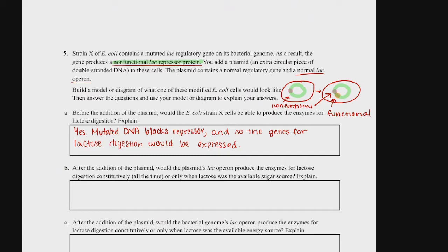B. After the addition of the plasmid, so this fixes the repressor protein, would the plasmid's lac operon produce the enzymes for lactose digestion constitutively, all the time, or only when lactose was the available sugar? So the plasmid contains a normal regulatory gene, so it's a normal lac operon, and as a result of this, the plasmid's lac operon should produce the genes for lactose digestion only when lactose is the available sugar source. So not constitutively.